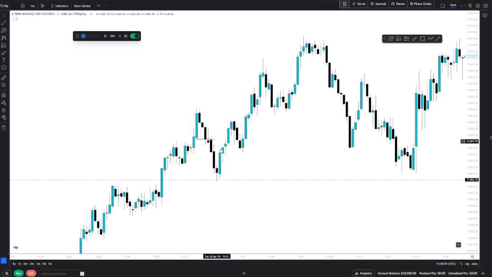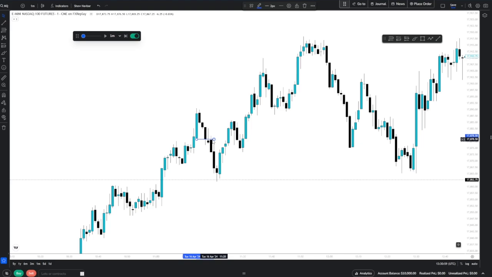If you're in a long, you wouldn't want to see price blowing through this bullish order block here. You have down close candles right here. You would not want to see price blowing through here, or it's probably coming back to your entry. So that's, in basic terms, what an order block is.